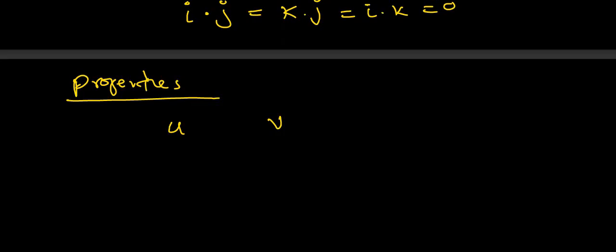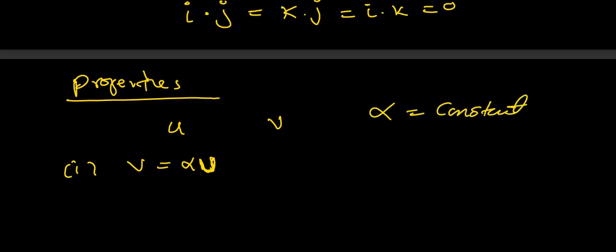The first property says that if you have v, we can have a scalar that can map u to v. So there's always that particular number. Could be a fraction or an integer. Alpha is just a constant. So these two can always be related by a constant, like a proportionality constant.